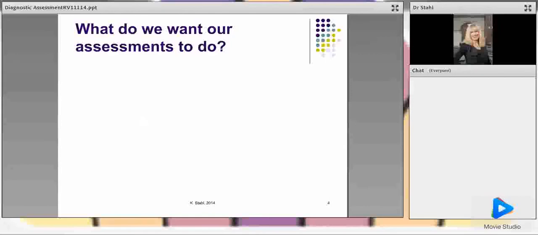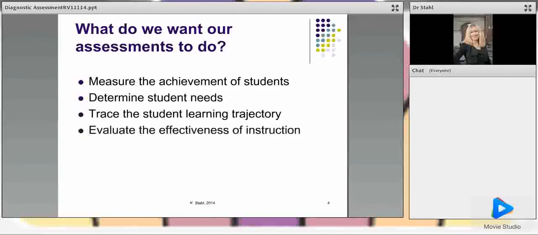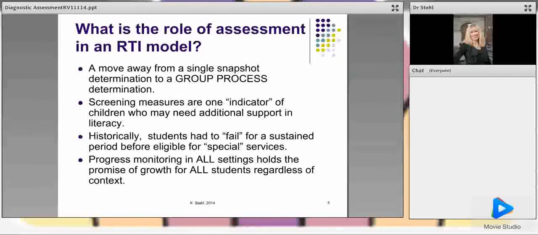So first, what we want to ask ourselves is, what is it that we want our assessments to do before we decide which assessments we want to use? The tasks that we need assessments to do are, we want them to certainly measure the achievement of students, determine particular and specific student needs, trace students' learning trajectory, and again, that progress monitoring piece that John Hintz talked about was specific to that and the best ways to do that. And then also, we want to make sure that our assessments enable us to evaluate whether the instruction that we have is effective and is an effective model.